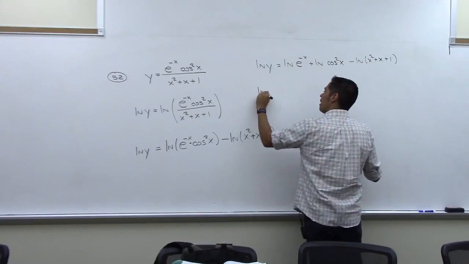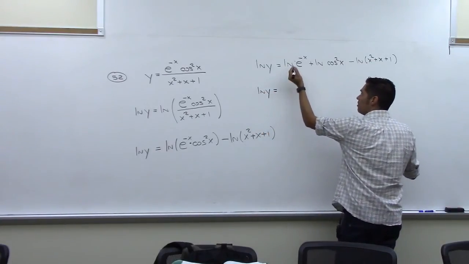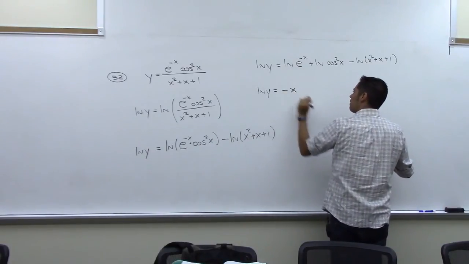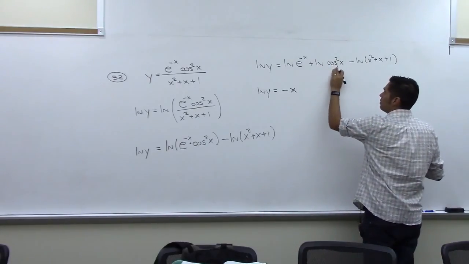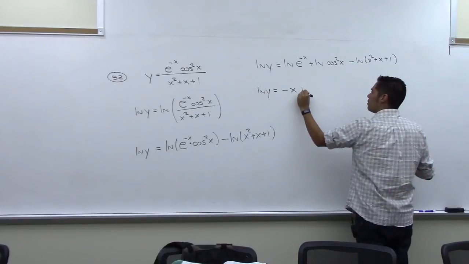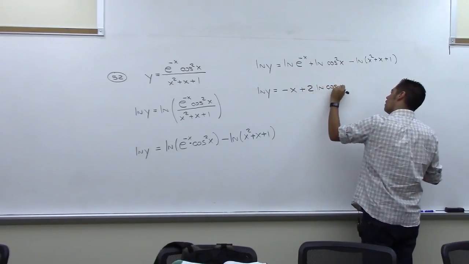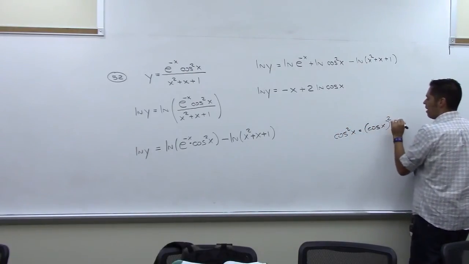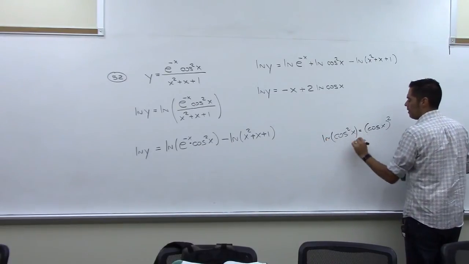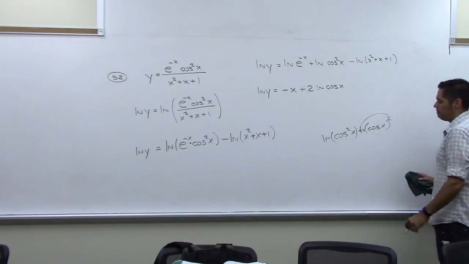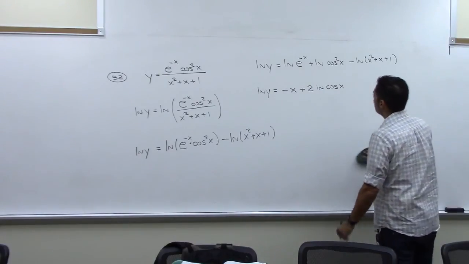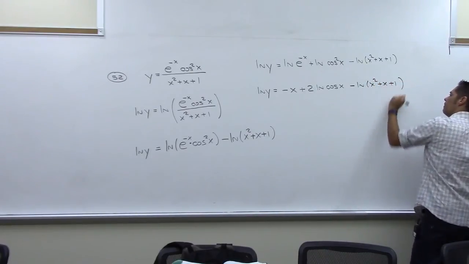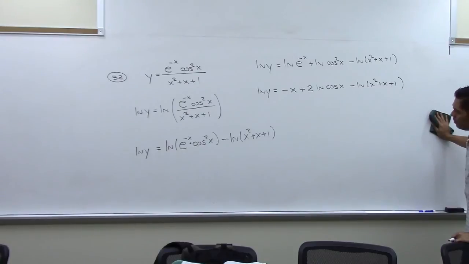Then, the next step, I'm going to use some properties here. Natural log and e wipe each other out, right? They're inverses. So they're gone, and you're left with just negative x. And then here, we have natural log of something to the second power. The 2 can drop out, because remember, cosine squared x is really cosine x squared. And then if I do natural log here, the 2 can pop out in front. Then this minus natural log of x squared plus x plus 1, I can't do anything here. I think at this point, I'm ready to take a derivative.